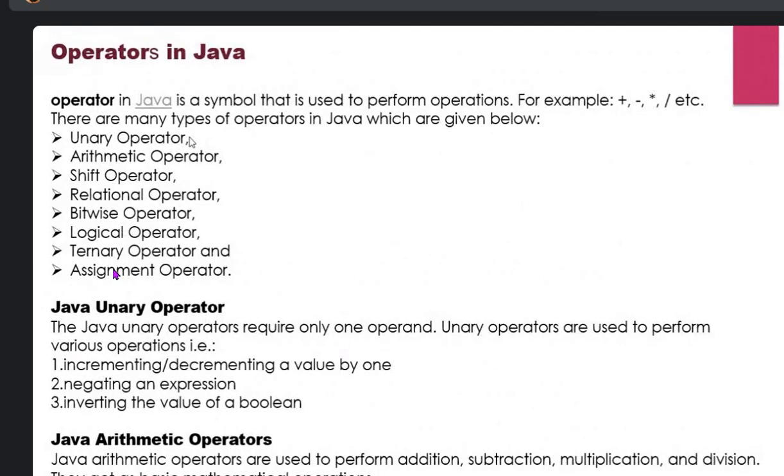So operators, the different types of operators in Java. An operator in Java is a symbol that is used to perform operations. For example, plus, minus, asterisk, division, etc. There are many types of operators in Java, like unary.